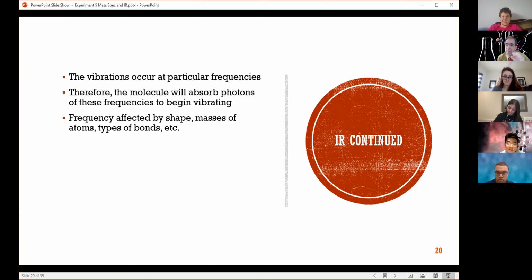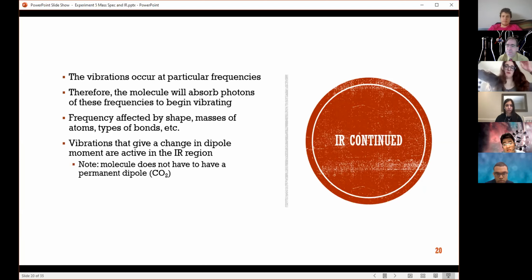We're talking about a carbonyl as a carbon and an oxygen with a double bond, or an alcohol as an oxygen and a hydrogen with a single bond. One of the big take-home messages about infrared spectroscopy is it tells us about functional groups, what functional groups are present in our molecule. This can be really useful to know.